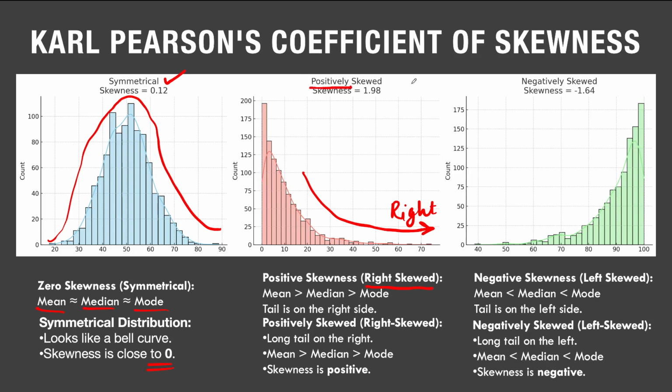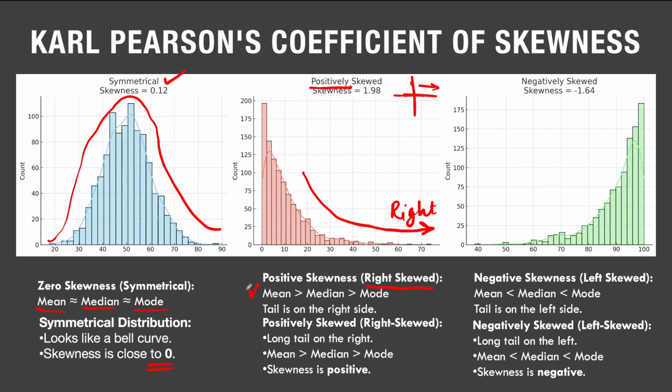Positive things are always lying on the positive side of the number line, right? Positive things are always lying on the right side of the number line. Similarly, a positively skewed data is always having its tail on the right hand side. All right. When do we call a graph a positively skewed graph? When the mean is greater than the median and the median is greater than the mode.